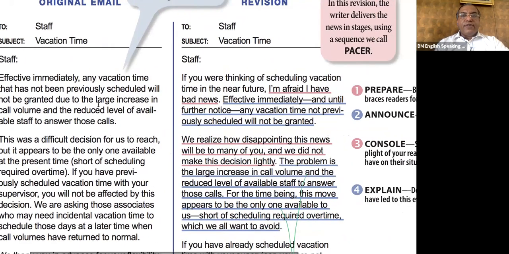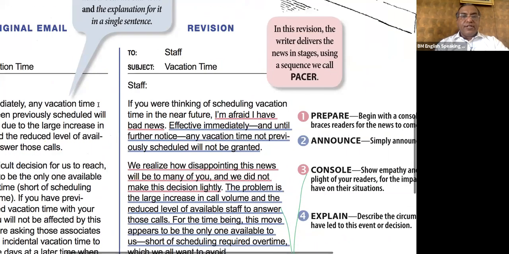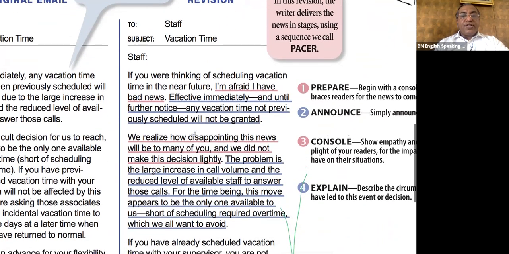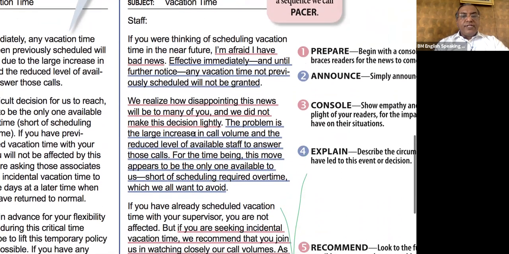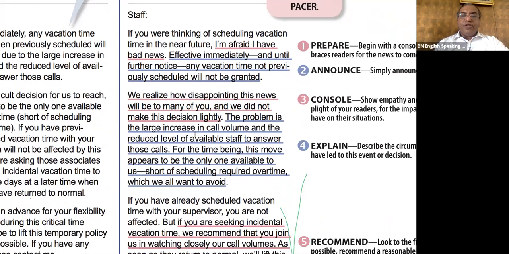Now let's look at a revised email where the pacer technique is used. Staff, if you were thinking of scheduling vacation time in the near future, I am afraid I have bad news. Effective immediately and until further notice, any vacation time not previously scheduled will not be granted. We realize how disappointing this news will be for many of you, and we did not make this decision lightly.